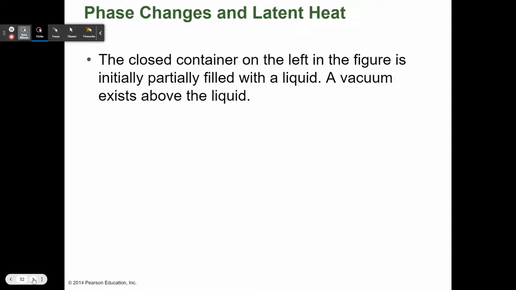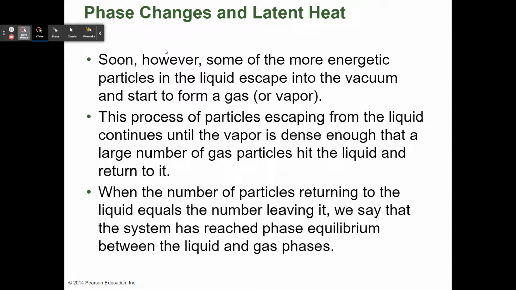All right, the closed container on the left, the one that we just saw before, is partially filled with a liquid, and so a vacuum exists above the liquid. And then as the particles move faster, some of them do move faster than others. We talk about temperature. Temperature is just an average of their kinetic energy. So there's some particles that are moving really fast, and then there's others that aren't moving so fast. So the more energetic particles are able to escape the liquid and go into the vacuum, and that's when they start to form a gas. When that particle leaves the liquid and goes into the space above, that makes it a gas.